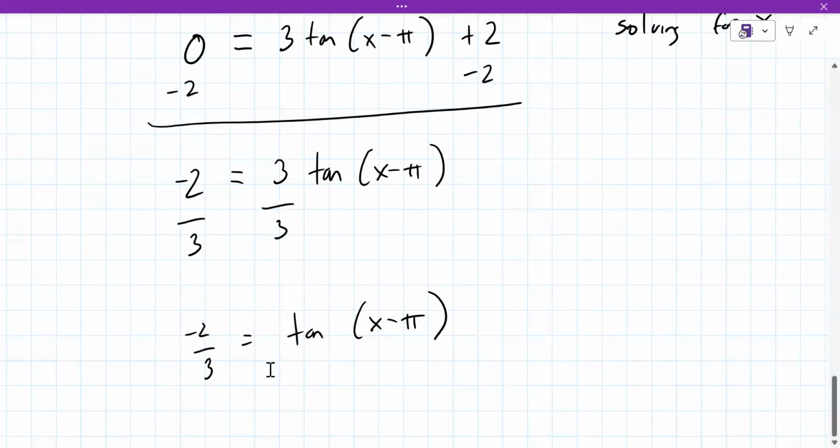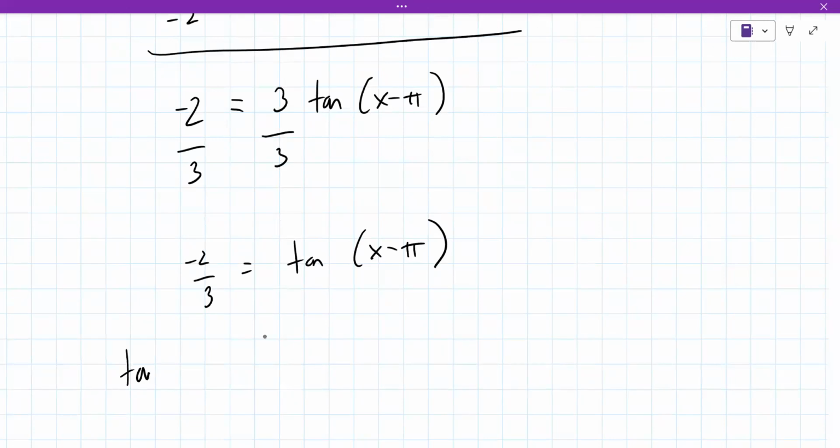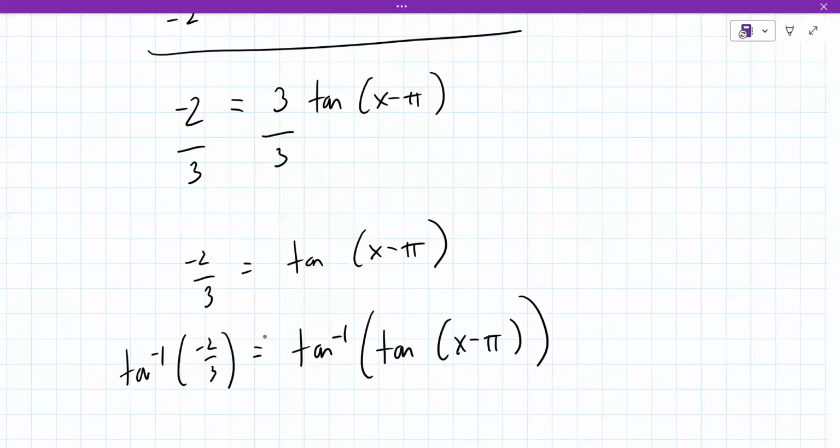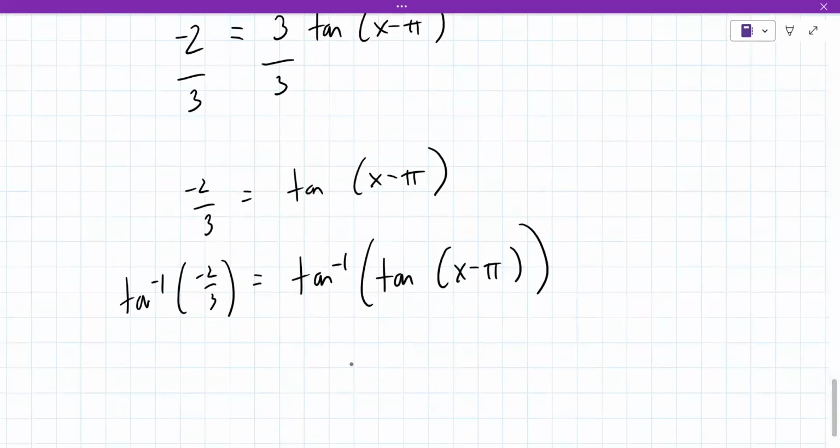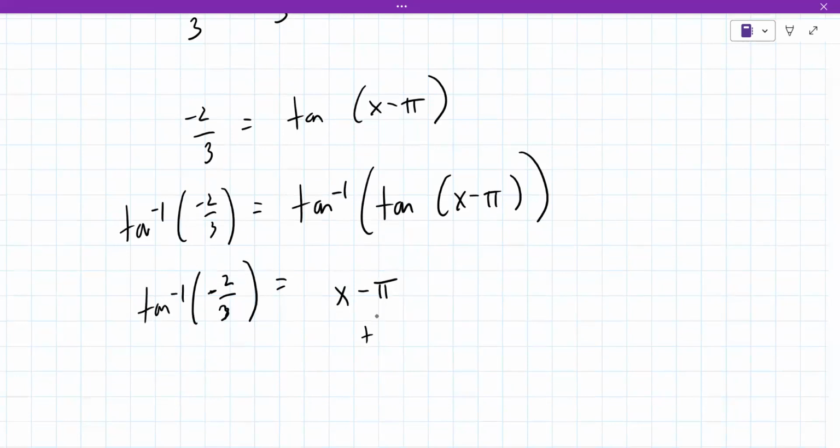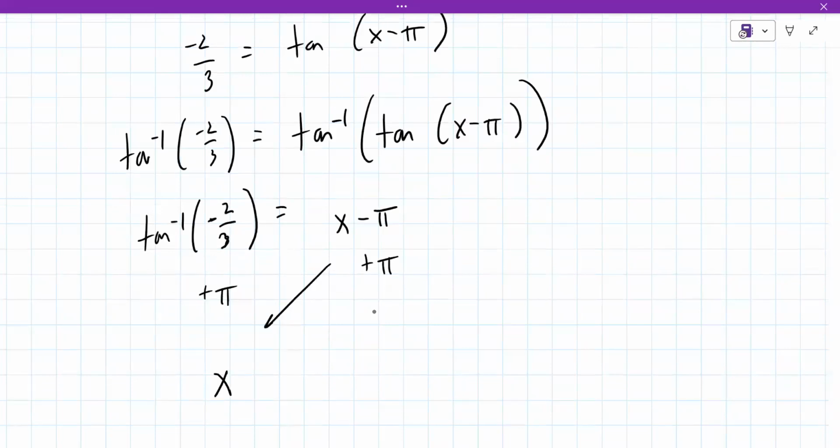You now have to undo tangent. So you undo tangent with arctangent, or tan inverse, and you do that to both sides of the equation. On the right, it undoes the tangent, so you just have x minus pi on the right. The arctangent of minus 2/3 is not a known value. It's not a nice value. Okay, so we're almost there. You have to add pi to both sides. I usually at this point will switch the order so the variable's on the left. So it's the arctangent, tan inverse, of minus 2/3 plus pi.